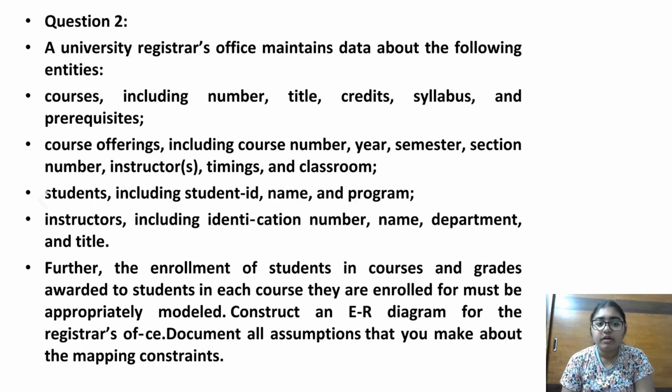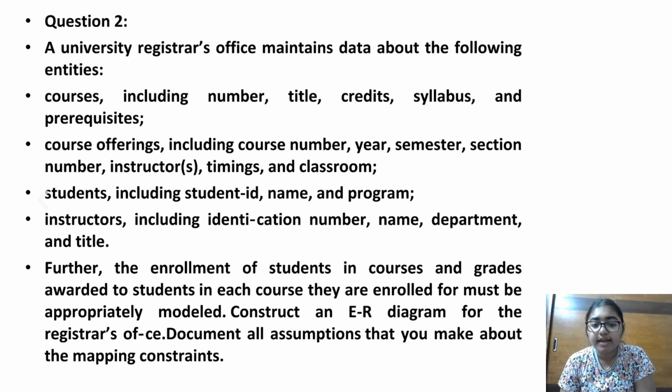Question 2. A university registrar's office maintains data about the following entities: courses, including number, title, credits, syllabus, and prerequisites; course offerings, including course number, year, semester, section number, instructors, timings, and classroom; students, including student ID, name and program; instructors, including identification number, name, department and title.